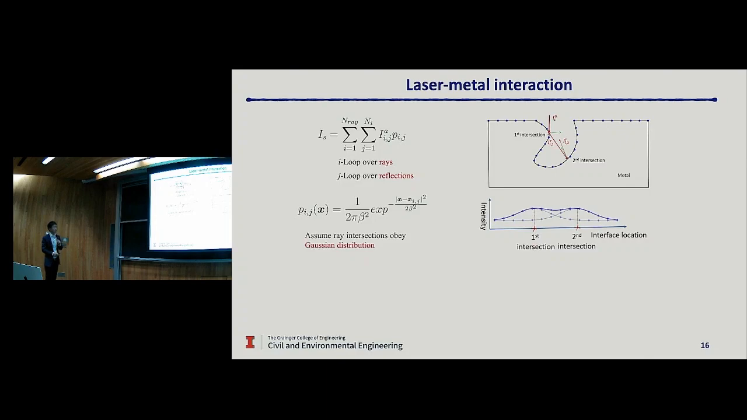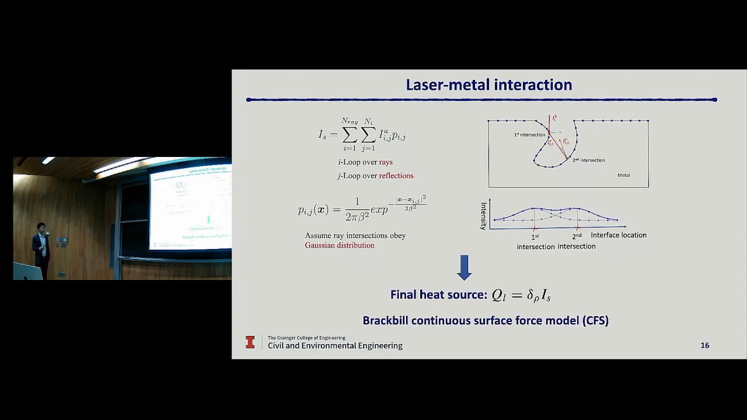And for each intersection point, the absorbed energy will be distributed around the intersection point as a Gaussian profile. And after you get all the Gaussian profiles, you add them together. This becomes your final laser heat flux. And then to incorporate this heat flux, we apply the Brackbill continuous surface force model, meaning this heat flux will enter the energy conservation equation as a body force.